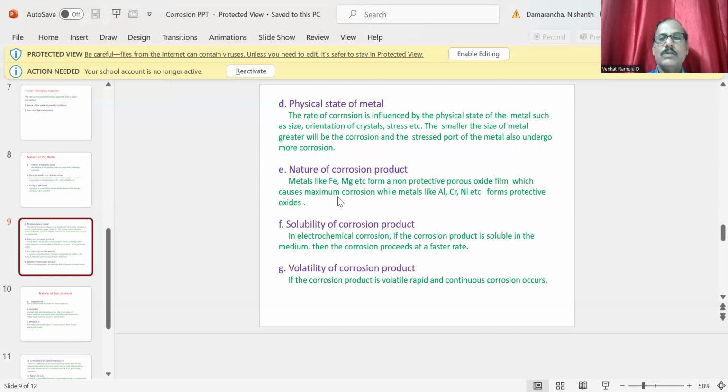So what is the reason for that? The dissolution or the effect on smaller sized metal will be more when compared to the bigger sized. So physical state is one of the factors.